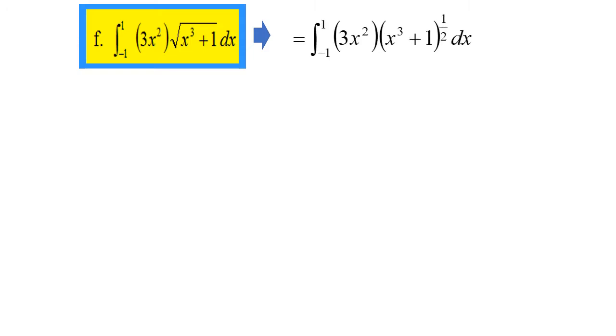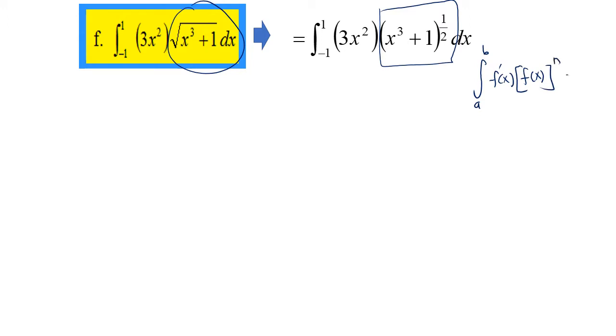First, we may simplify this one. Square root of x cubed plus 1 as bracket x cubed plus 1 bracket to power of half. In this case, we may apply substitution method, or maybe we may apply this property when we integrate from a to b, f prime x times f x bracket to power of n dx.